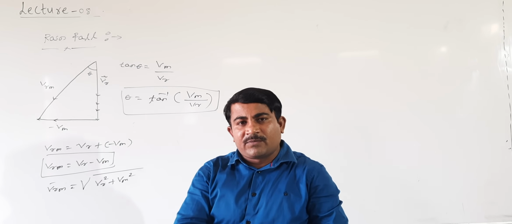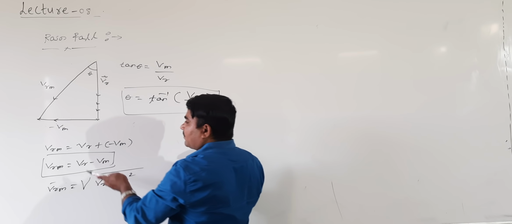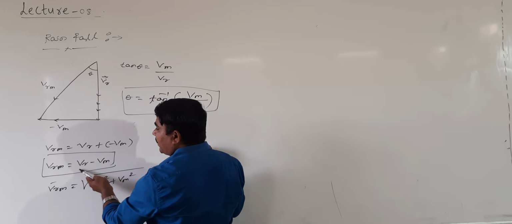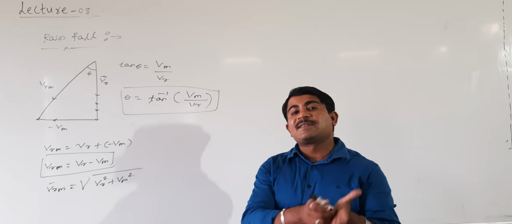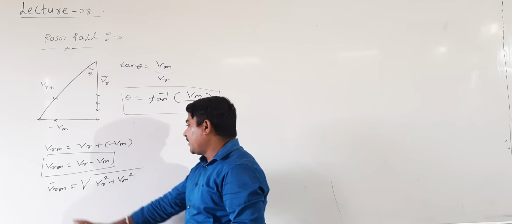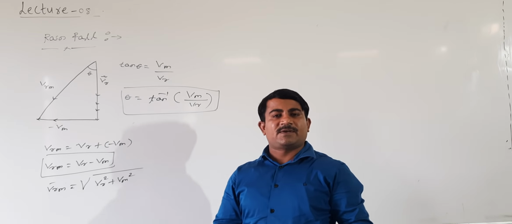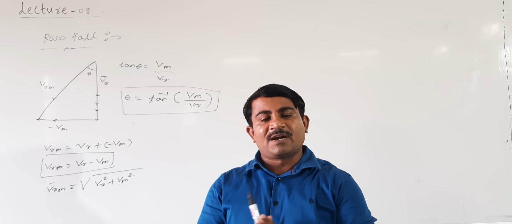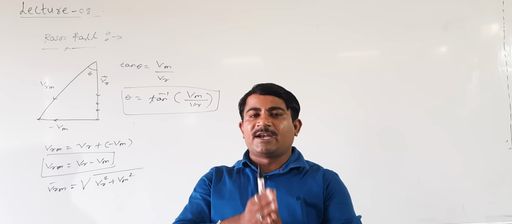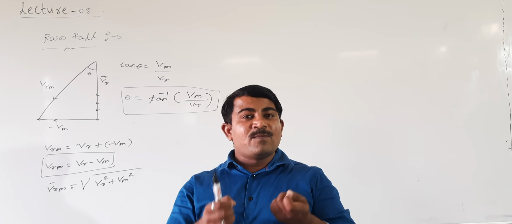And the relative velocity of the rain with respect to the person is Vr minus Vm. The magnitude is Vrm equals the square root of Vr square plus Vm square. This is one case, the rainfall concerned with relative velocity. Now one more case we will take.